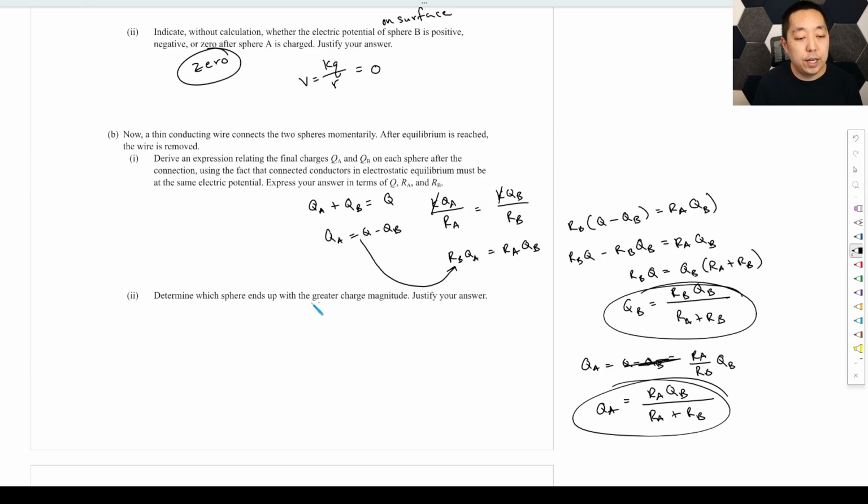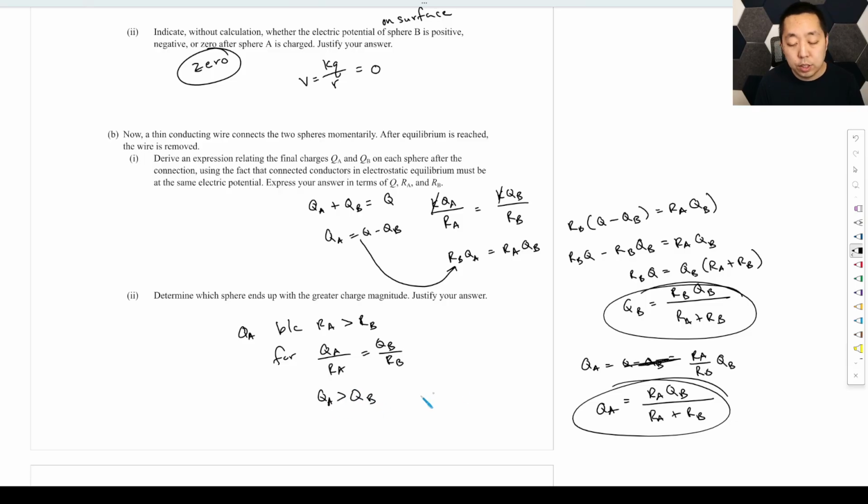Determine which sphere ends up with the greater charge magnitude. Justify your answer. So who's going to have greater charge? It's going to be the bigger one, right? Because they have the same potential. So whoever has the bigger radius is going to have the bigger amount of charge. So because they have the same potential, charge A, because RA is greater than RB, for QA over RA to equal QB over RB, the charge on A has to be greater.